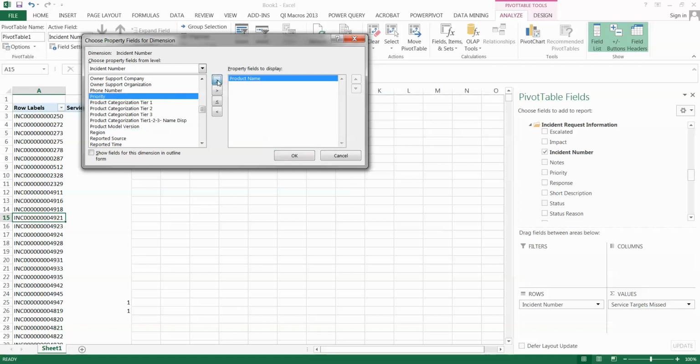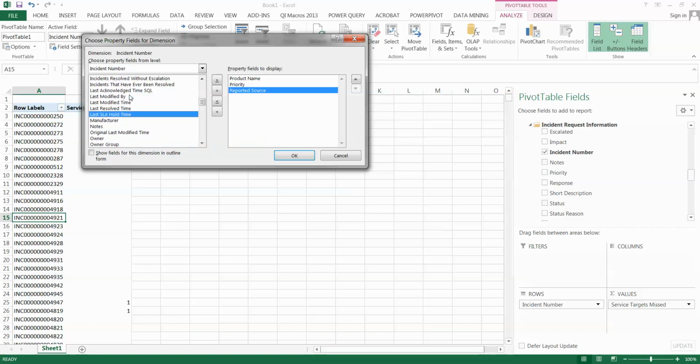Priority is also a really important predictor and also a measure to be used when mining your data. We'll look at reported source to see, for example, if incidents that come in via email or via an event or via self-service are more likely to have a breached service target associated with them. And I believe we'll just begin with those three. That should be a good starting point.